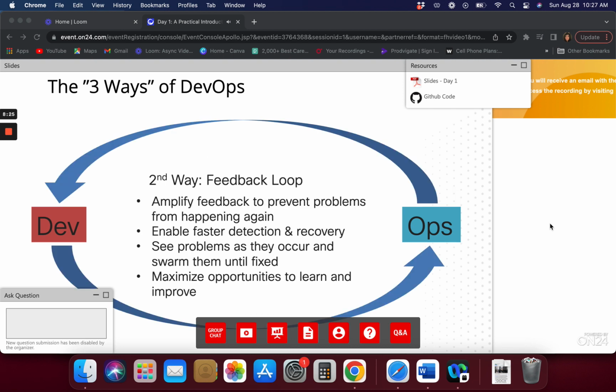All right, so let's talk about the second way. The second way is to be able to have a feedback loop. This is where you get the ability to amplify feedback to prevent problems from happening again. So it's similar to what we were talking about before of not passing things downstream, but it takes it a step further. The idea behind this is we want to identify these issues, find them and document them. But more importantly, we want to make sure that they're put on the planning process to get them fixed as quickly as possible.